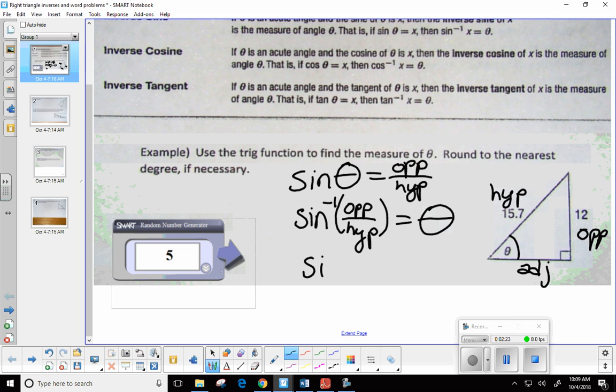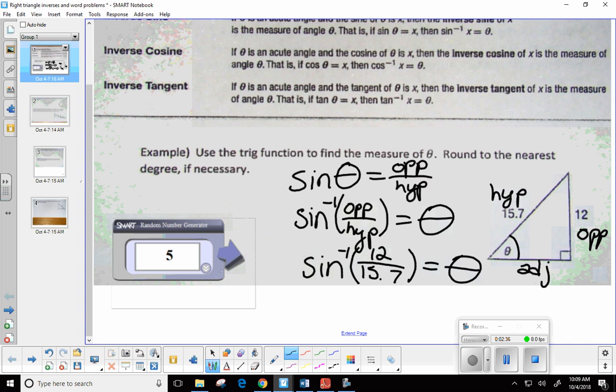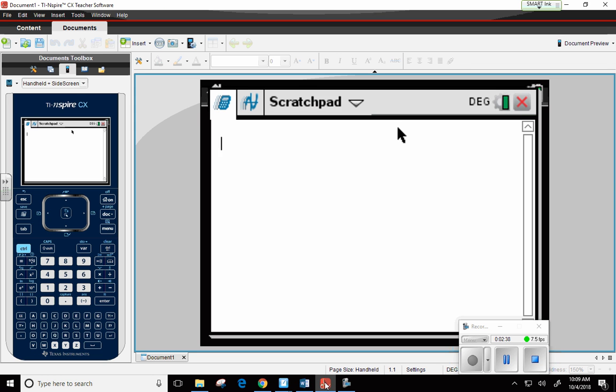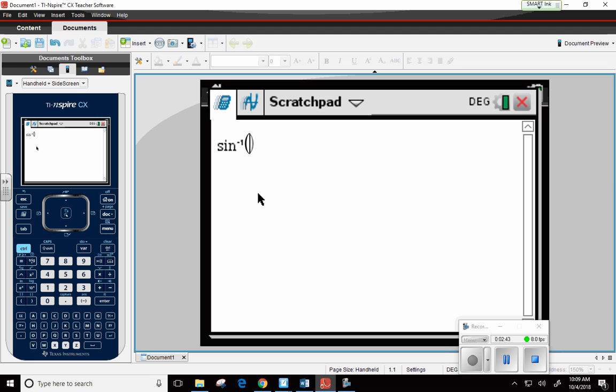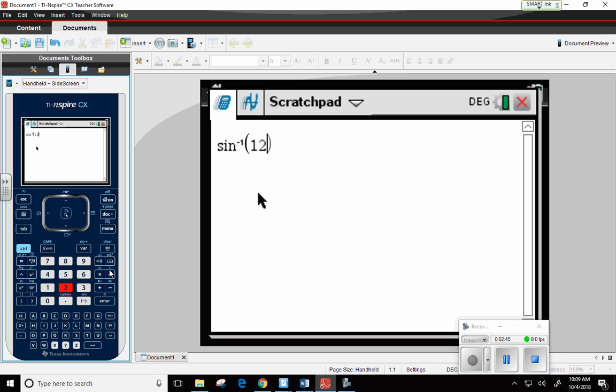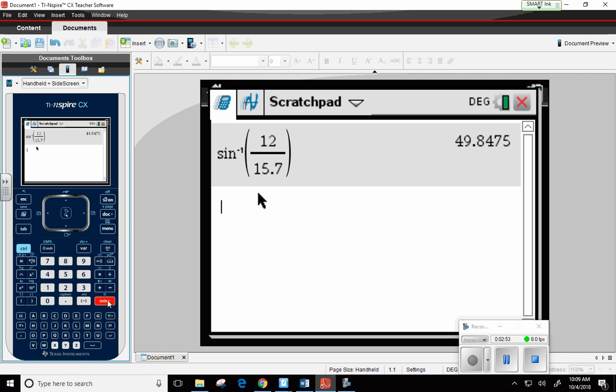So we have the inverse sine of 12, since 12 is the opposite, so 12 over 15.7 equals theta. Let's plug that into our calculators. We go to the trig button, and we have the inverse sine of 12, and then over is basically just divided, we know that. Then it's 15.7, and we'll close parentheses. And see, it puts it in a fraction for us. And so that's 49.8.